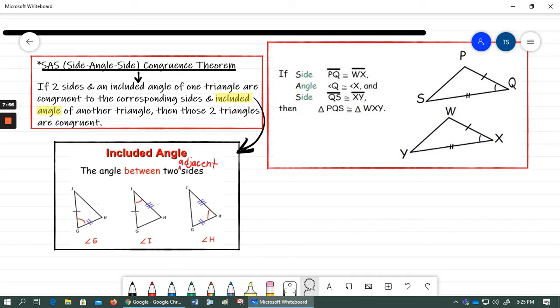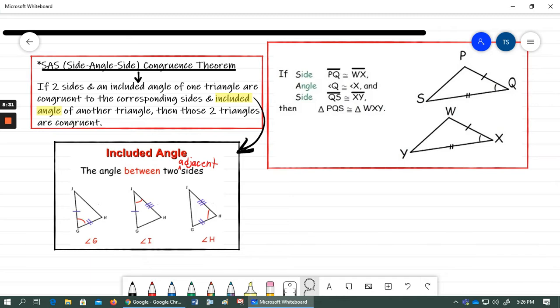All right. Okay, so folks, the SAS congruence theorem, which of course stands for side, angle, side, right? Because the S's stand for side, the A stands for angle. So side, angle, side, SAS. The side, angle, side congruence theorem pretty much states that if 2 sides and an included angle of one triangle are congruent to the corresponding sides and included angle of another triangle, then those 2 triangles are congruent.